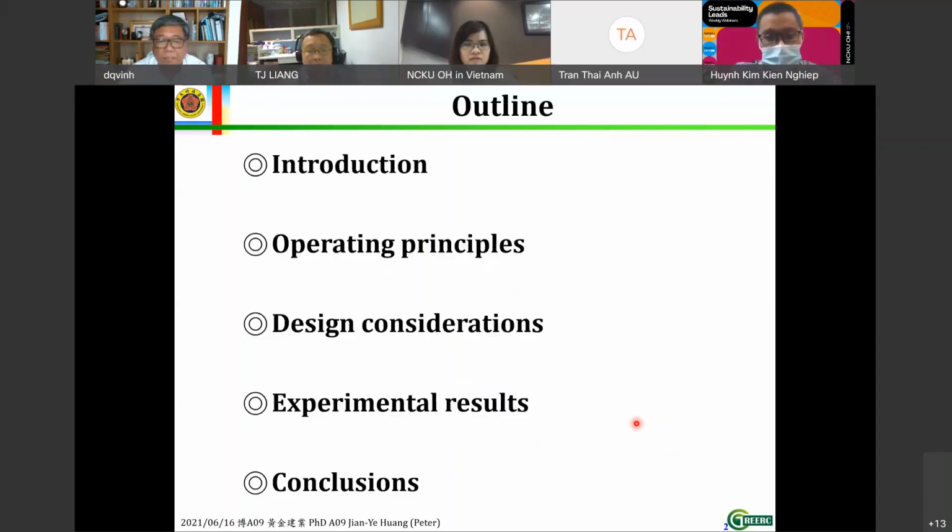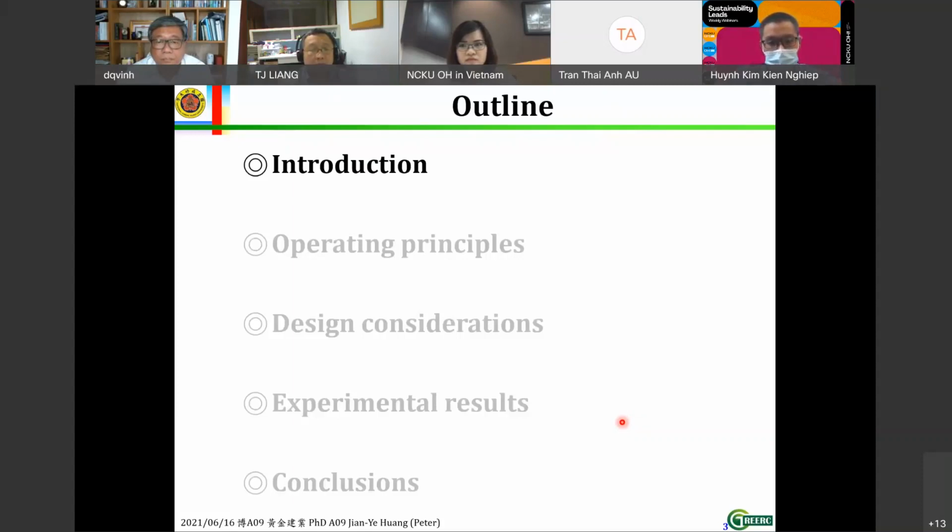Okay, this is the outline of my presentation. First, I'm going to make a brief introduction about the three-pole converter, including its background and motivation. Then I will make a short operating principle analysis. After that, the design considerations of some important components are discussed. And then I will show the experimental results to verify the theoretical analysis, and finally I will make brief conclusions about the proposed three-pole converter. Let's go into the introduction.